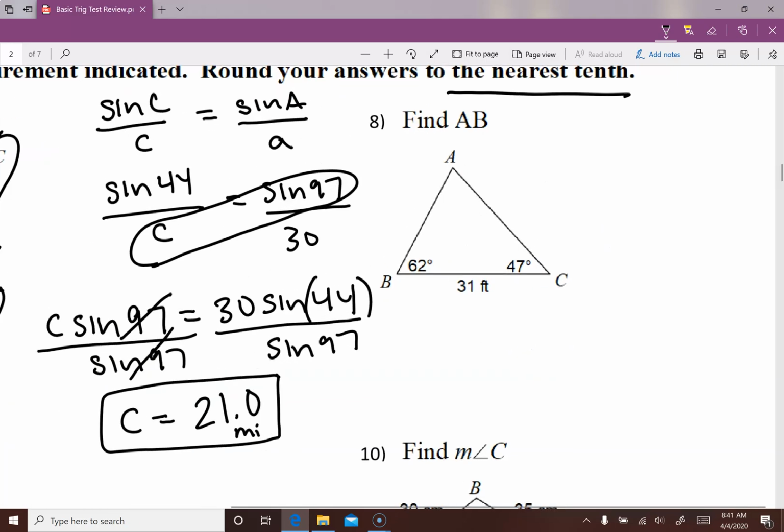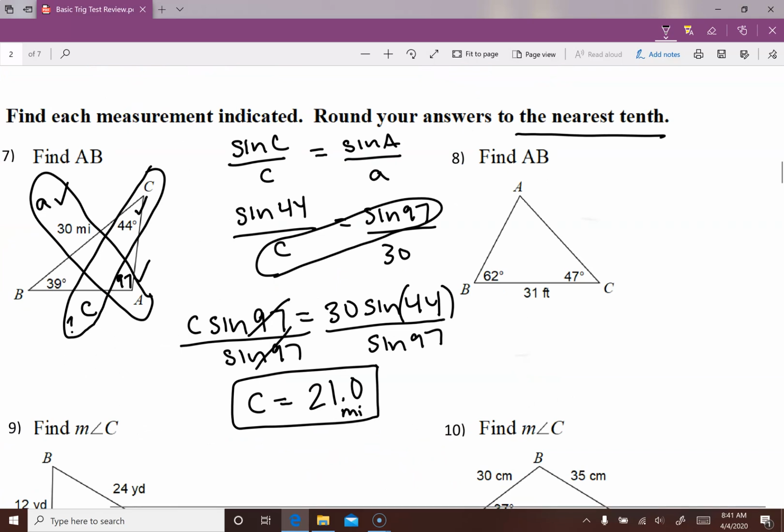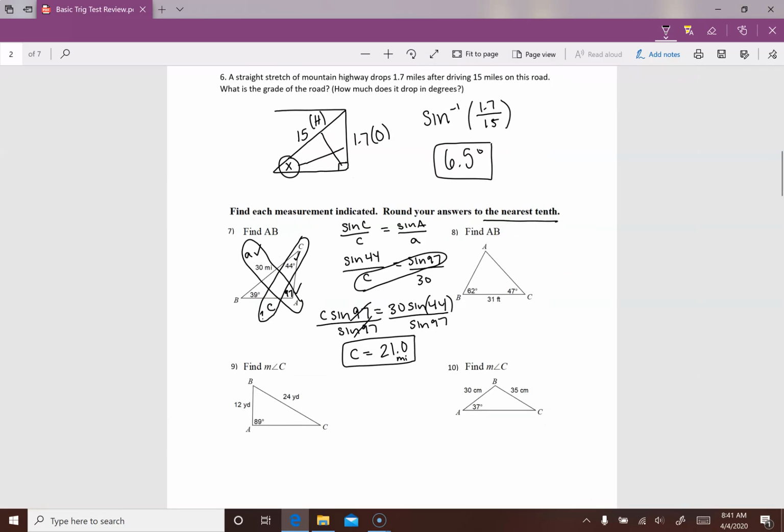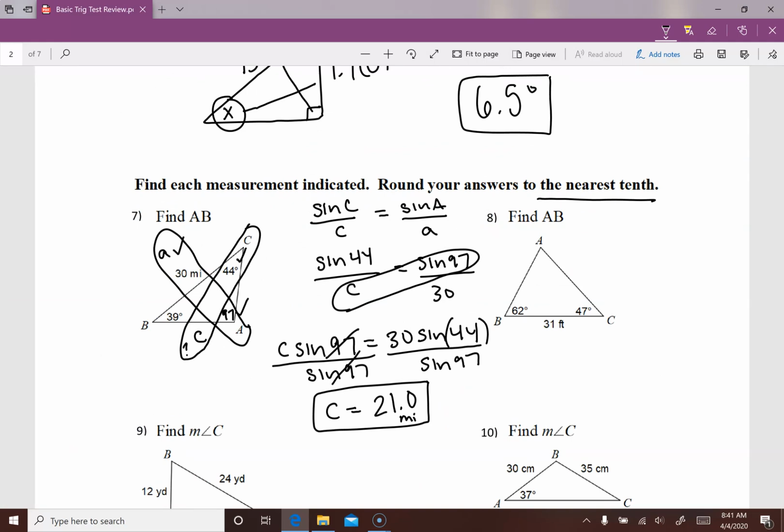All right, next question here. I'm trying to find AB, which is this side right here. And so I'm going to label that as my side C. And that's really good news that I do have, in fact, the angle across from it. And the only other side I have is 31, so I'm going to have to calculate this angle because I know I'm going to have to use the A's in my formula. So I add up 62 and 47, I subtract it from 180, and I get 71 degrees right here.